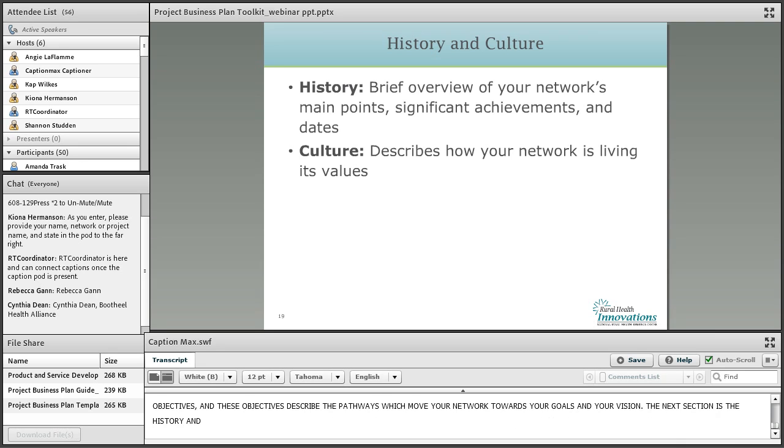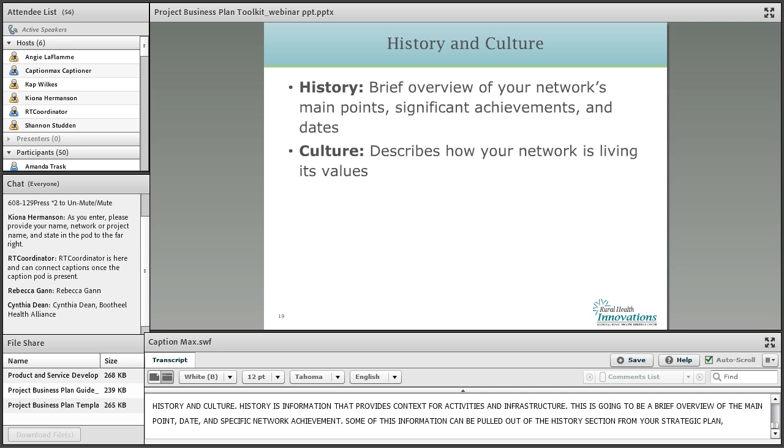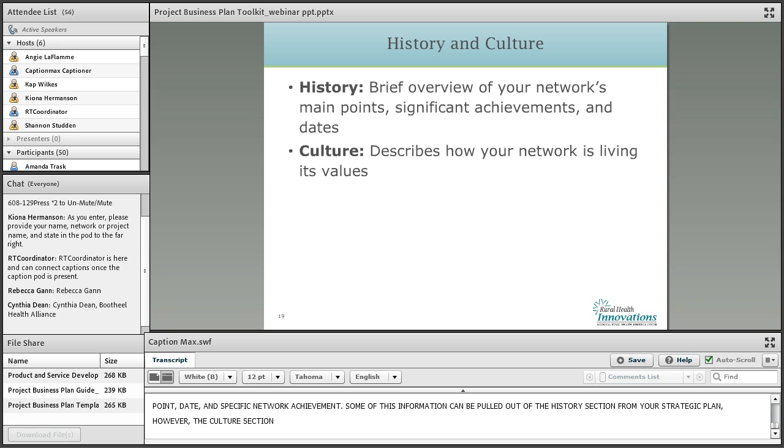The second part of the network project profile is the project goals and strategic objectives. Here's where you're going to want to enter your project goals, which are the future conditions or performance levels that your network intends to attain through the life of the grant. Project goals often describe your desired outcome of the project. Next, you'll include your project strategic objectives, and these objectives describe the pathways which move your network towards your goals and your vision.